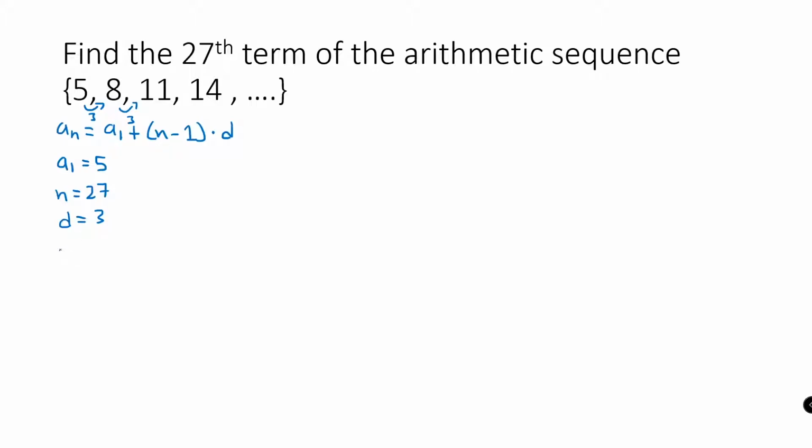Now we just plug in all the values. So a27 is equal to 5 plus 27 minus 1 times 3, which is equal to 5 plus 26 times 3, which is equal to 83. So the 27th term that we're trying to find is equal to 83, and that's how you find the 27th term of the sequence. Now moving on to the next problem.